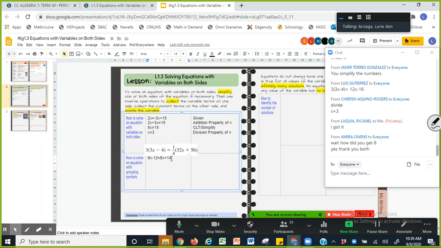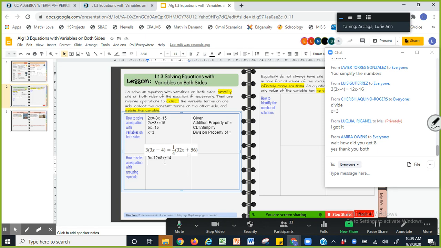Okay. Silly, let's think about it one more time. Can I add them if one is on the right and the other is on the left? Or do we have to move one of them? No? So what should we do first? Let's choose which one you want to move, honey. Do you want to move the 9x or the 8x? The 9x. Okay, let's do that.